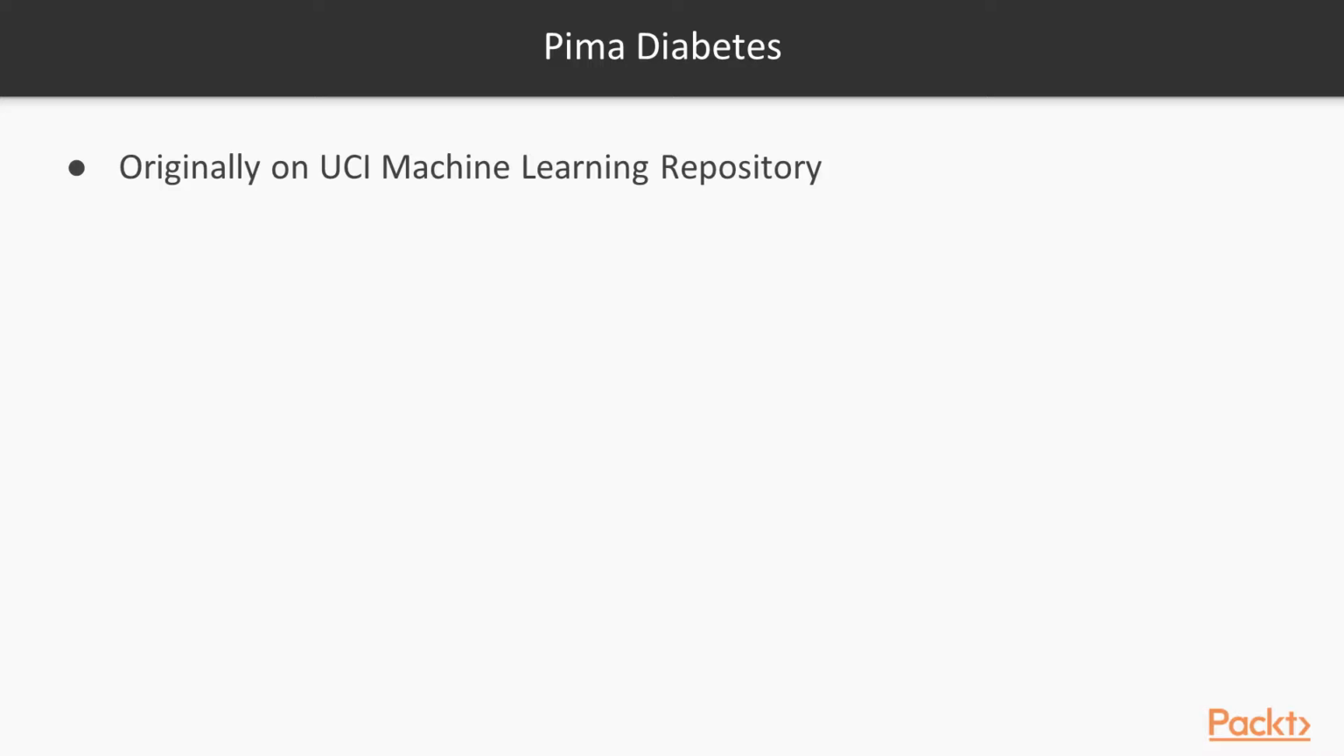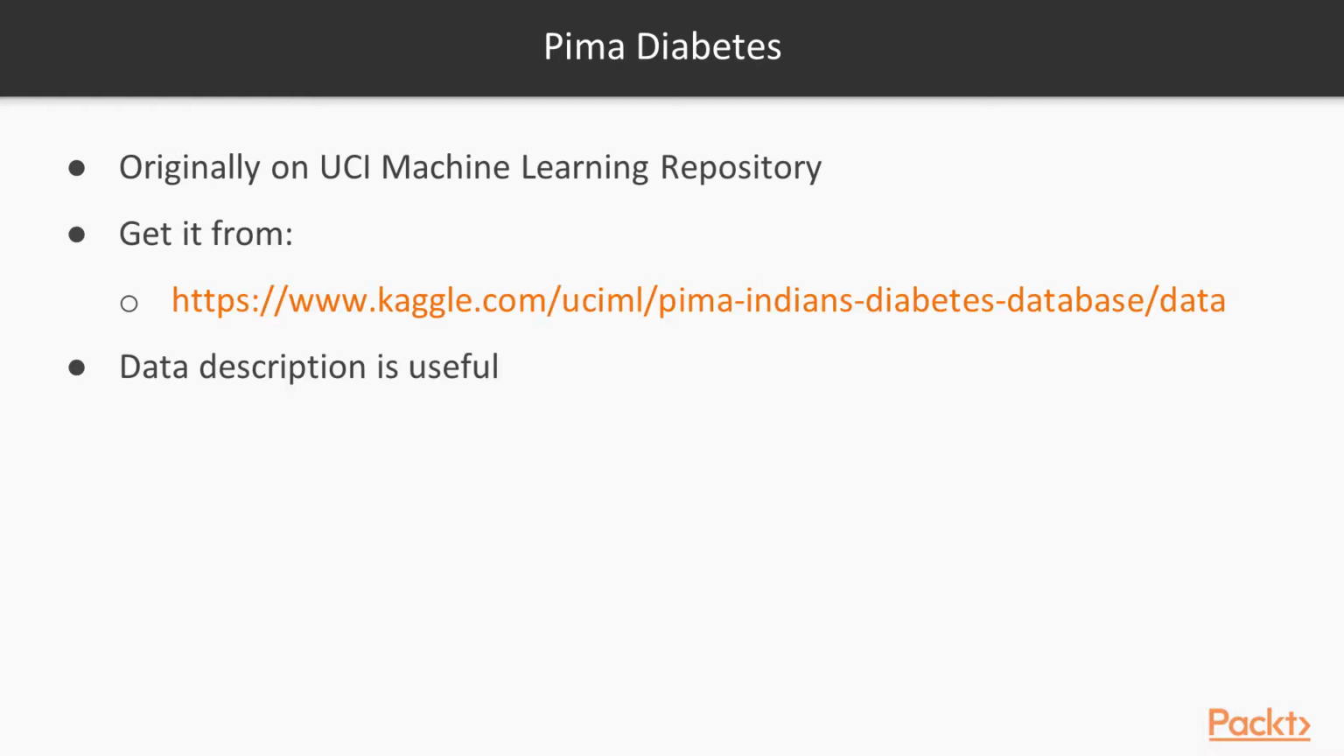This dataset was originally on the UCI Machine Learning Repository, a great source of machine learning data for many years, but recently the site has removed most of its data. Kaggle has picked up many of these datasets, and here's the URL to get it from Kaggle. You'll have to register.